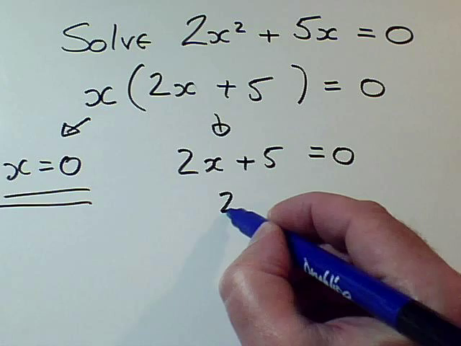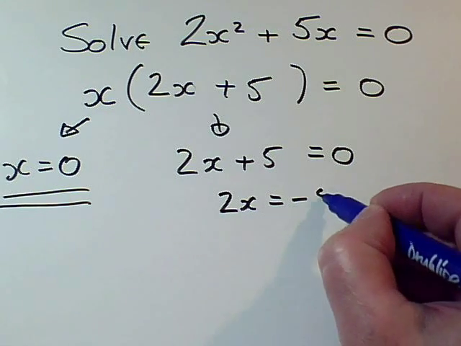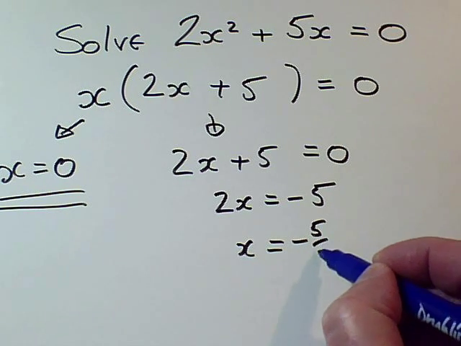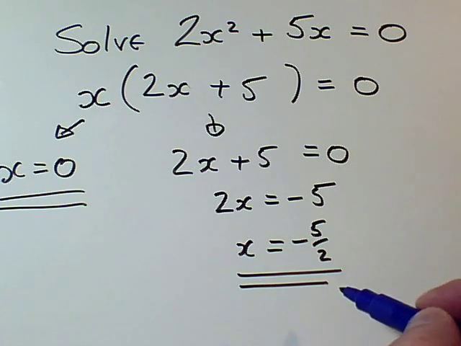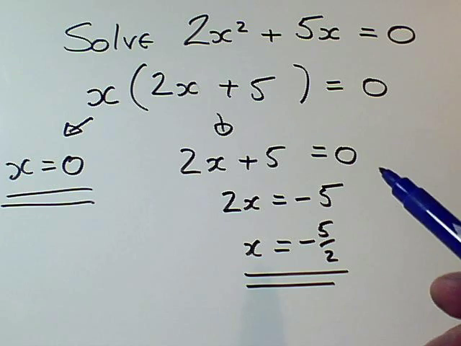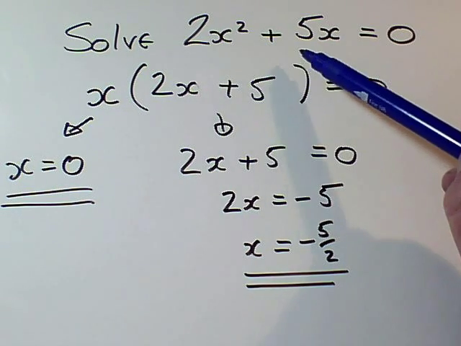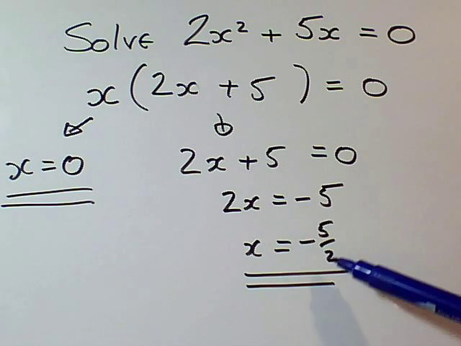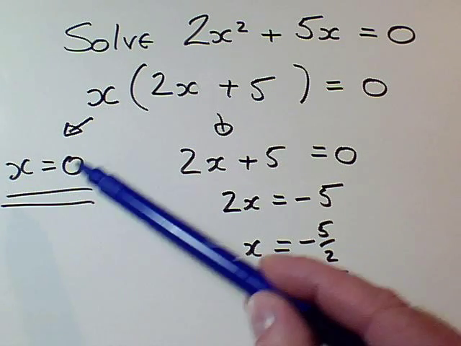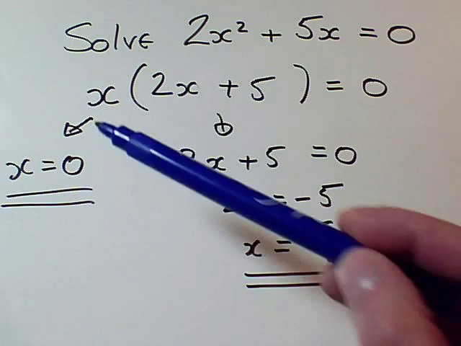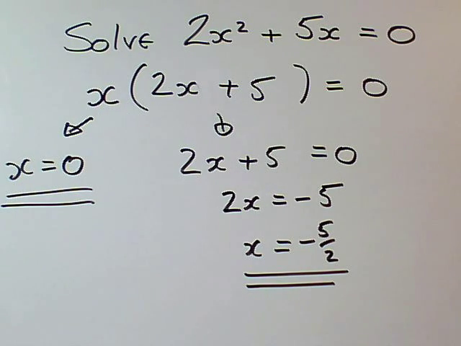This one I have to take 5 away from both sides. 2x is minus 5, so x equals minus 5 over 2. So I get my two answers. Okay. What you mustn't do is think you could divide this through by x, because if you do, you'll just get this answer and you'll lose the possibility that this is true when x is 0. So always factorise, but one of the factors is a nice easy x.